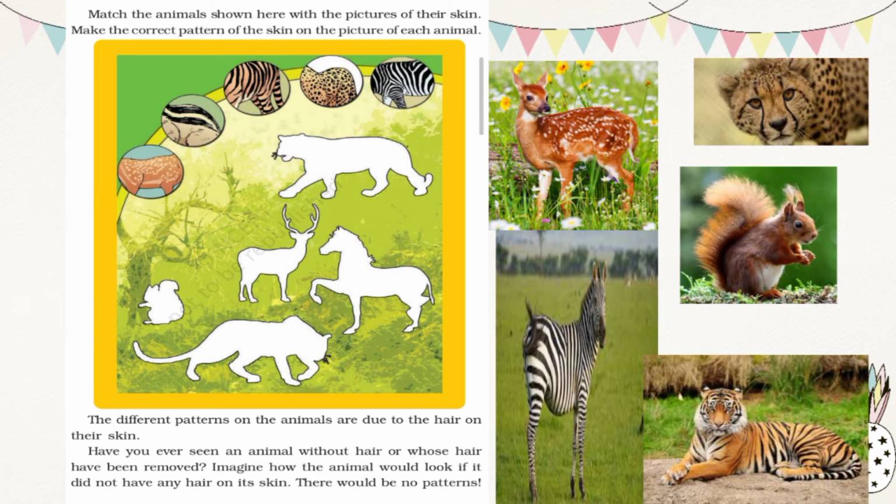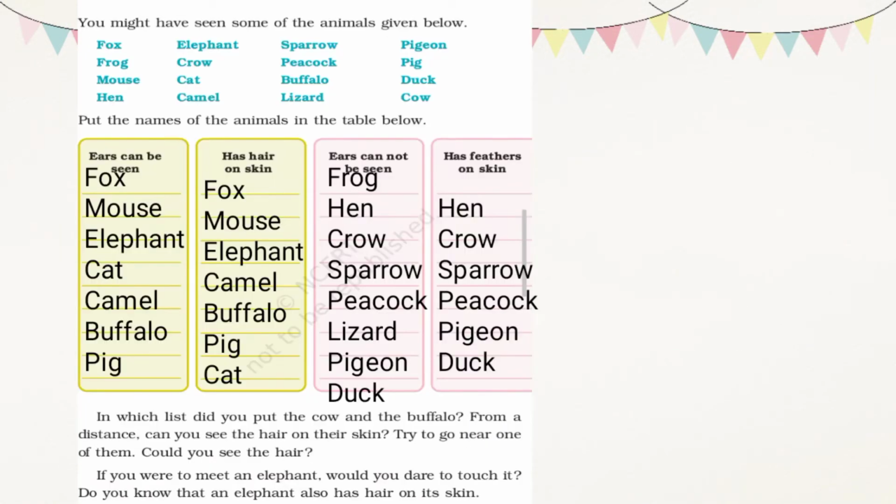Have you ever seen an animal without hair, or with loose hair removed? Imagine how the animal would look if it did not have any hair on its skin. There would be no patterns. Imagine that if you would trim away all this hair from the body of the animal, what would happen? It would look so empty, without any patterns.